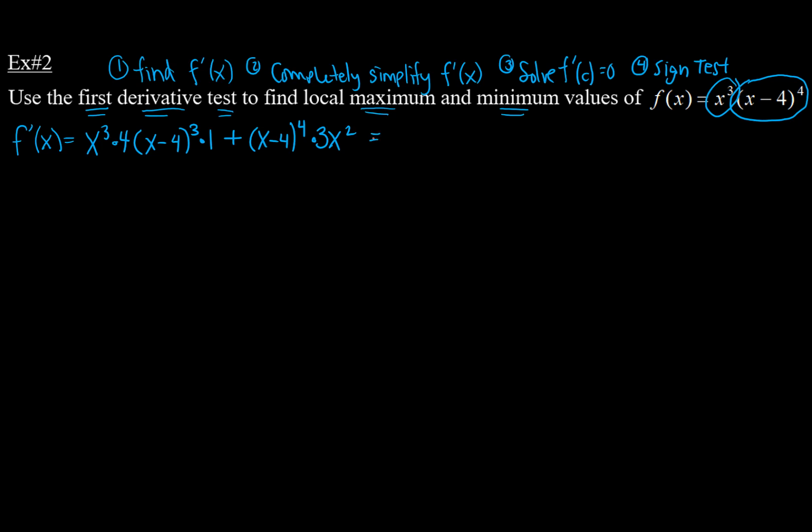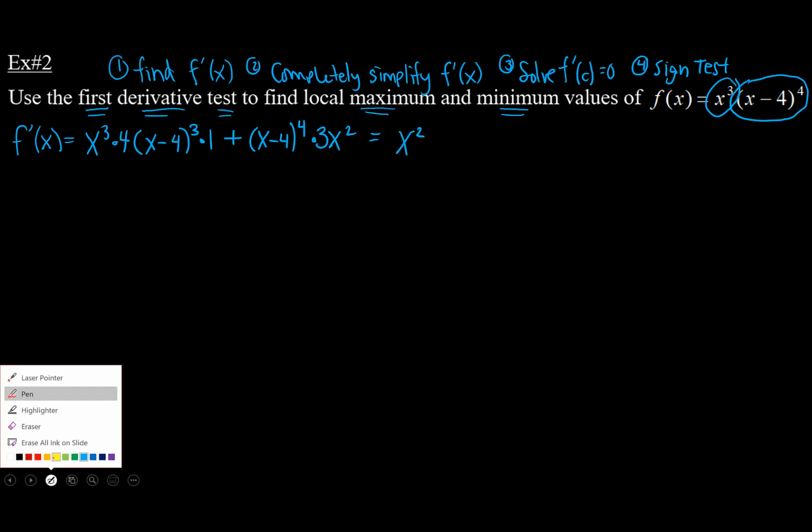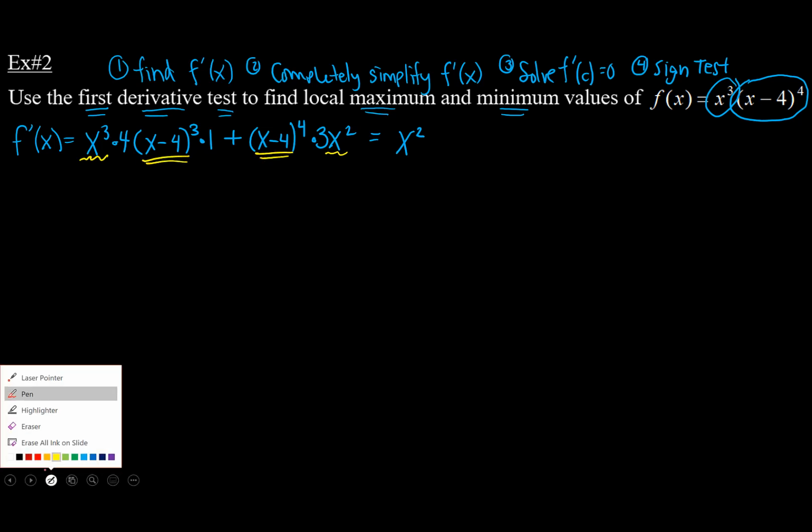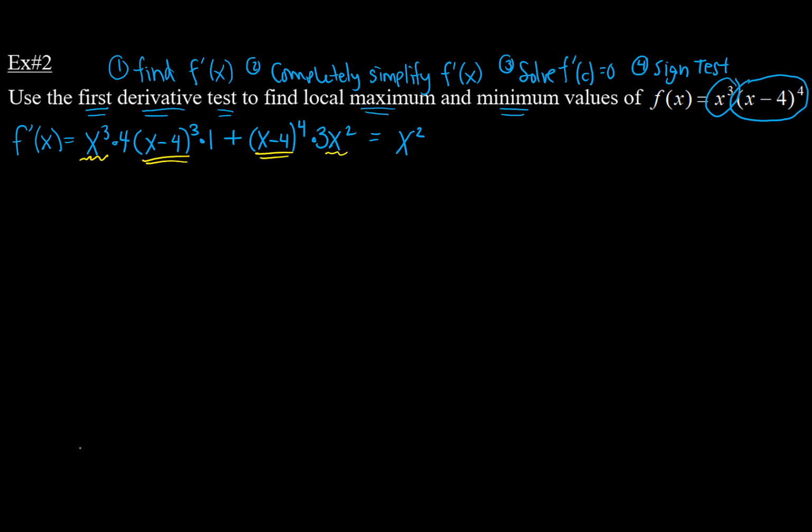Now I'm going to do some simplifying. So for sure I can take an x squared out of everything. I'm going to color code a little bit. So I can take an x squared out of x cubed in here. And then I can take an x minus 4 to the third power out as well. So let's do that.